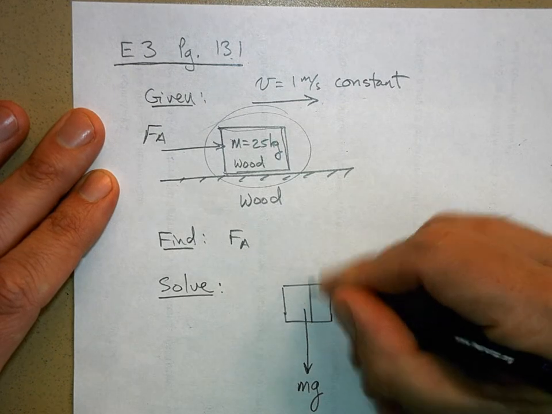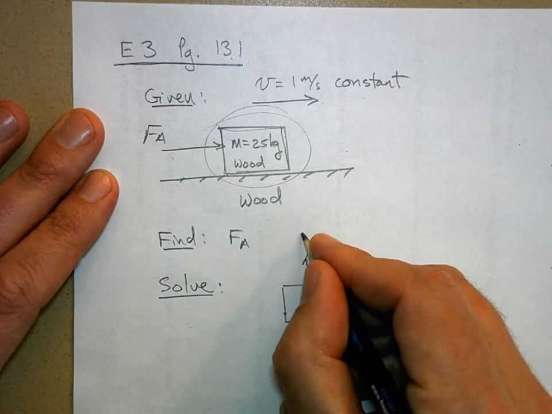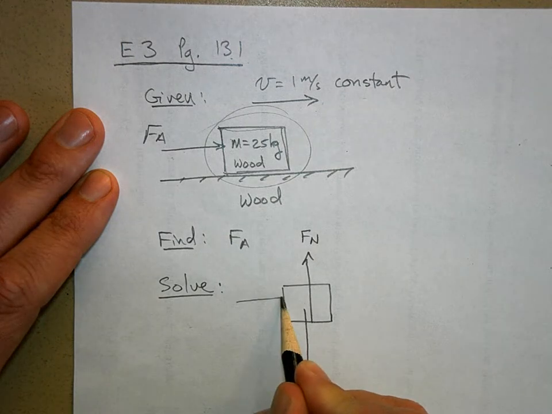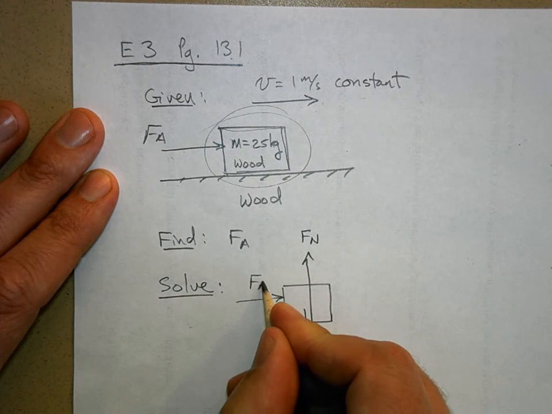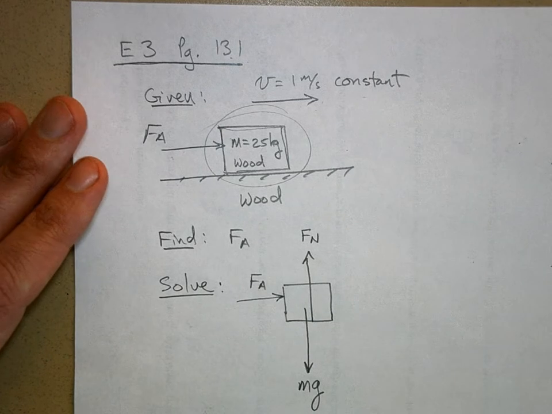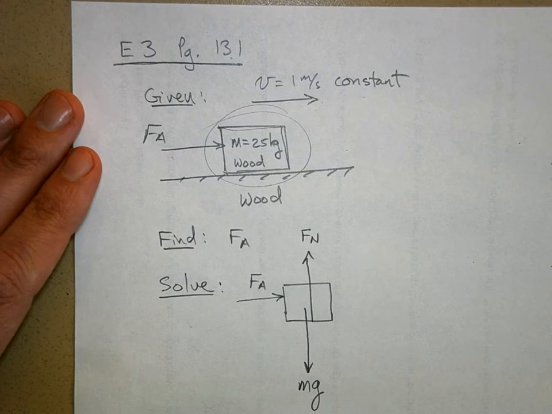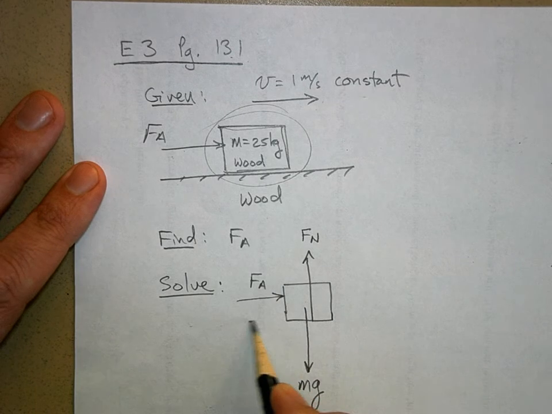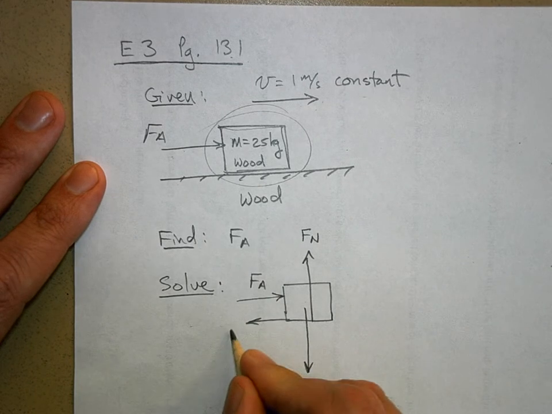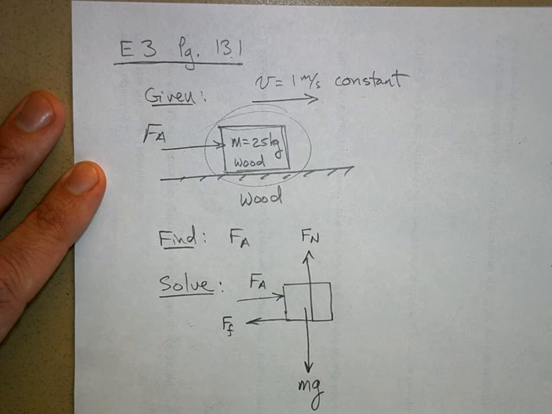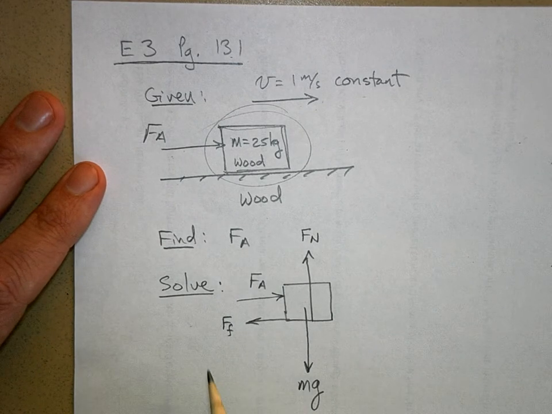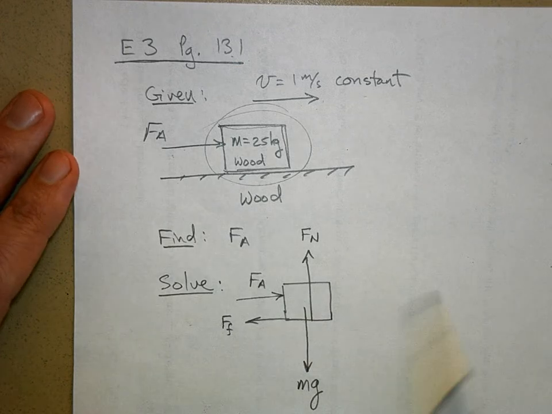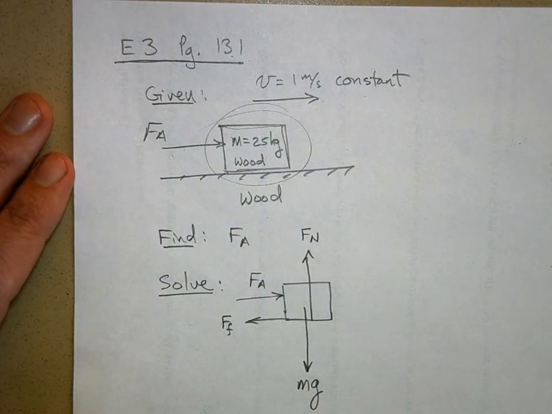And then we've got a normal force acting on the crate. And then we've got an applied force. But we also have now a force of friction. And this is a new force to a free body diagram. So let's just put it on there. Force of friction. And it's kinetic friction, but I'll just leave it as force of friction. Okay, we just did step 2.